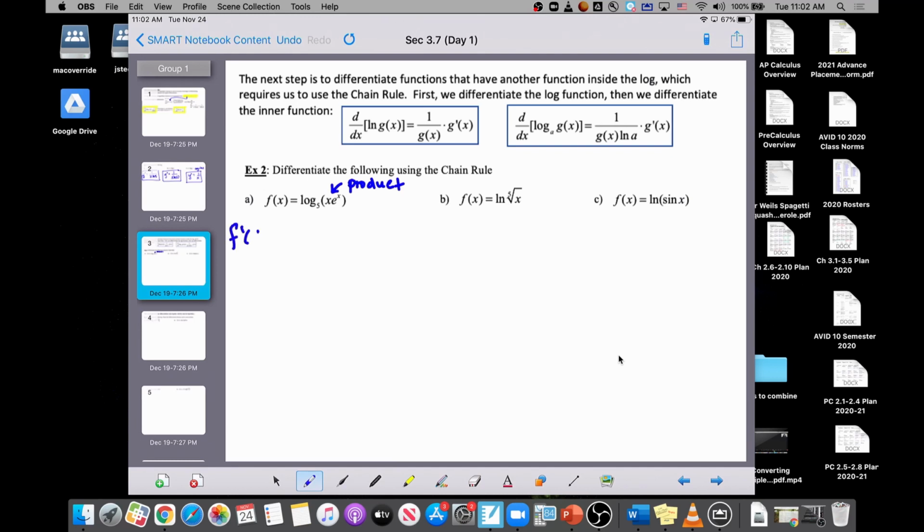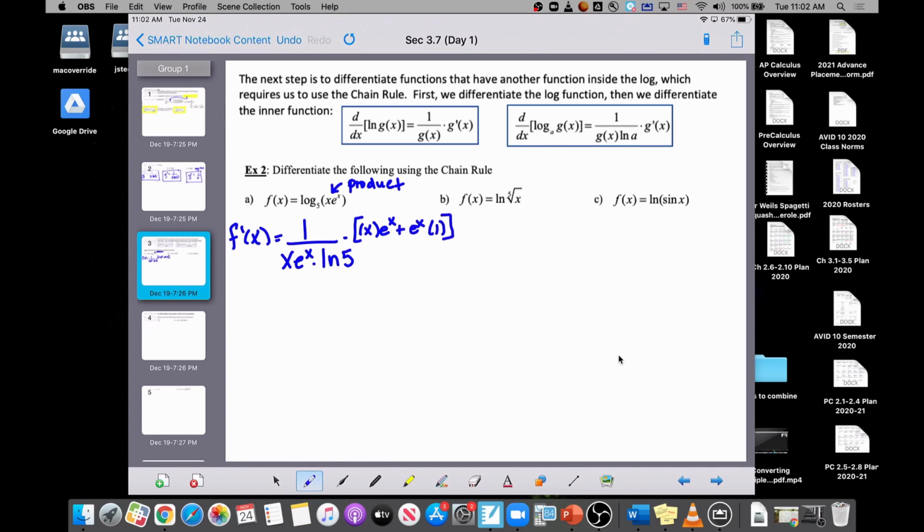So my f prime of x is going to be 1 over the stuff, so 1 over x e to the x times natural log of the base. But now I have to multiply by the derivative of the stuff, and the derivative of x e to the x is going to require me to use the product rule. First d second, so x, and then derivative of e to the x is e to the x, plus second d first, so e to the x, and then derivative of x is 1.